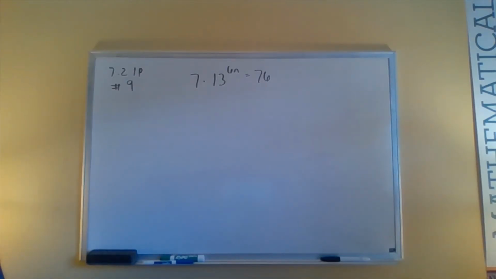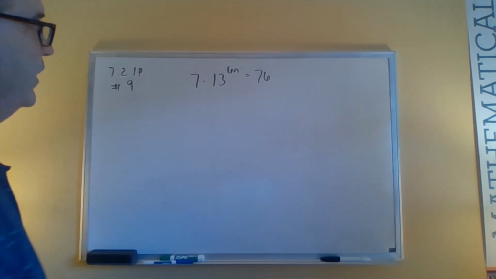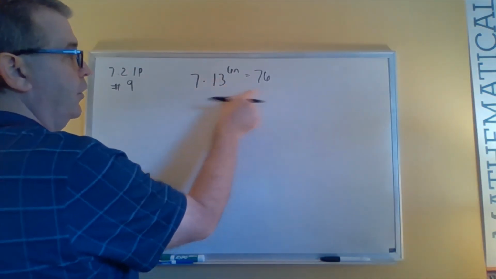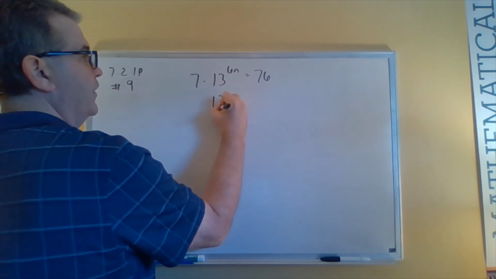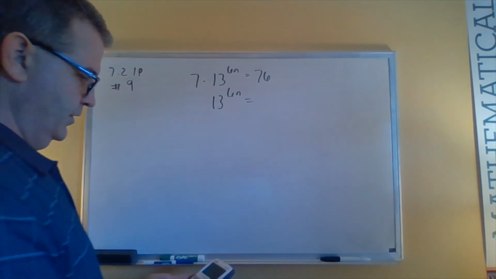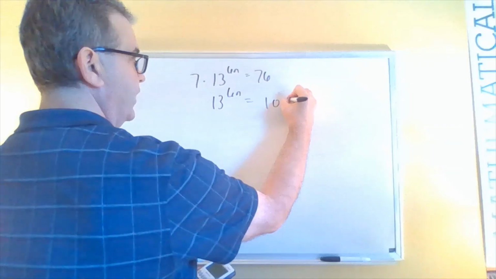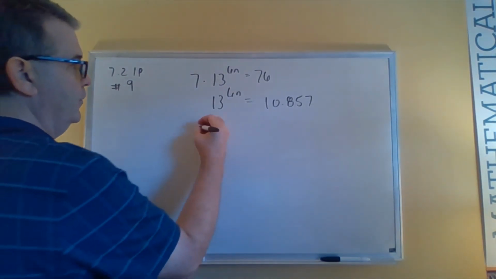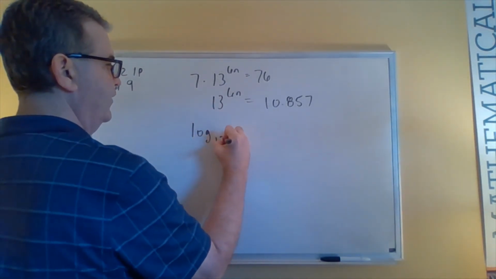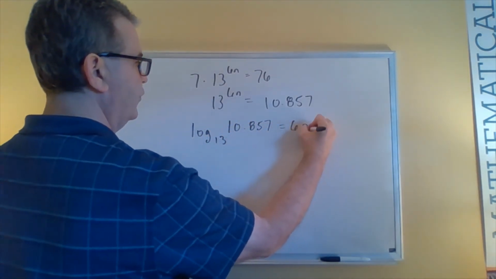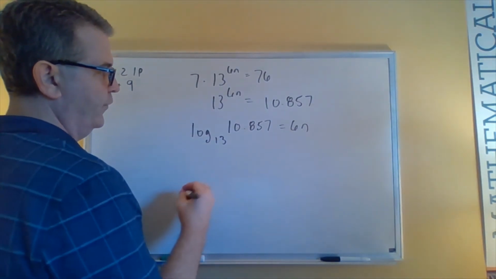Number 9, we have 7 times 13 raised to the 6n equals 76. I need to isolate my exponential expression over here, so I'm going to divide both sides by 7. So I'll get 13 to the 6n equals, 76 divided by 7 equals 10.857. Now I'm going to write this in logarithmic form. So I'm going to have the log base 13 of 10.857 equals 6n.